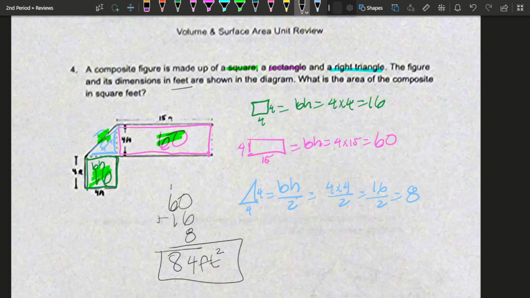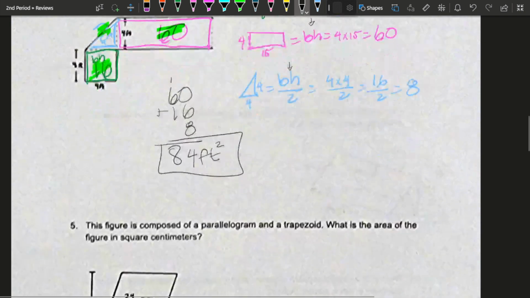Any questions? We broke the shape down into different sections. We found the missing lengths because we didn't know the base for the triangle, but it was the same thing as the square below it. So make sure you find the missing lengths. At the end, we add all the areas together to get the total area. Formulas are on the board and also written right here. Base times height, base times height, base times height divided by 2, depending on the shape that we're using. Any questions on number 4? All right, number 5.